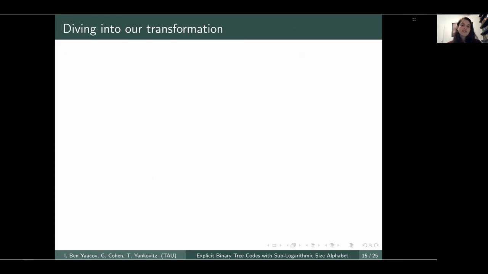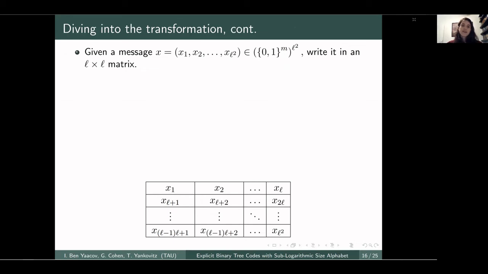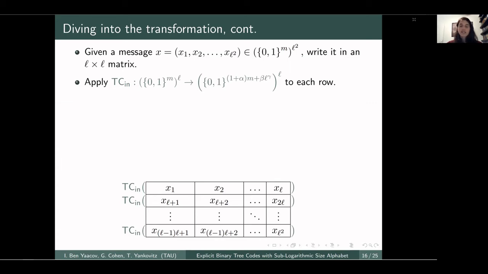Now that we get the big picture, we are ready to understand the transformation. Recall that we want to transform an alpha, beta, gamma, delta tree code of depth L to one with parameters as appearing here, that has distance delta and depth L squared. We will explain it by describing how the output tree code acts on an input. Given a message of length L squared, we write it in an L by L matrix as appears in the illustration. Then we apply the tree code we get as input over each row. Now this operation is well defined.